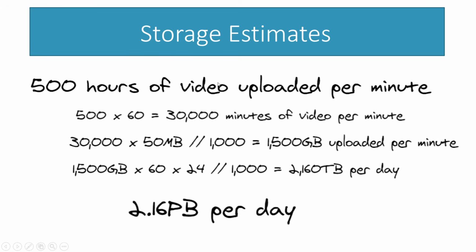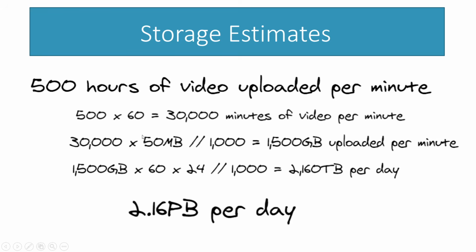First thing we do is convert 500 hours per minute to minutes per minute. Kind of confusing, but we're going to take that 500 times 60, so that means we're getting 30,000 minutes of video every minute the website is up.